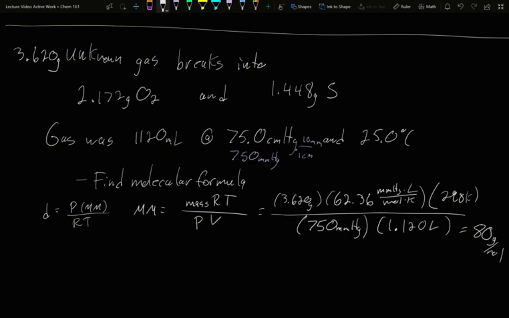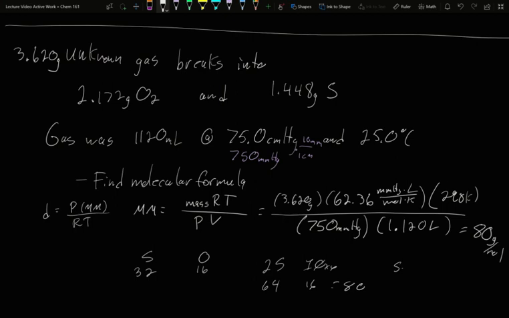So our molecular mass is going to be about 80 grams per mole. Well, there's a few options. Sulfurs weigh 32, oxygens weigh 16. I could do 2 sulfurs for 64 and 1 oxygen for an extra 16. That's going to give me 80.